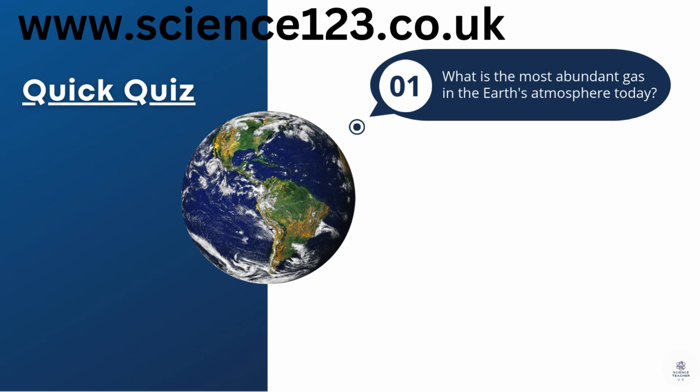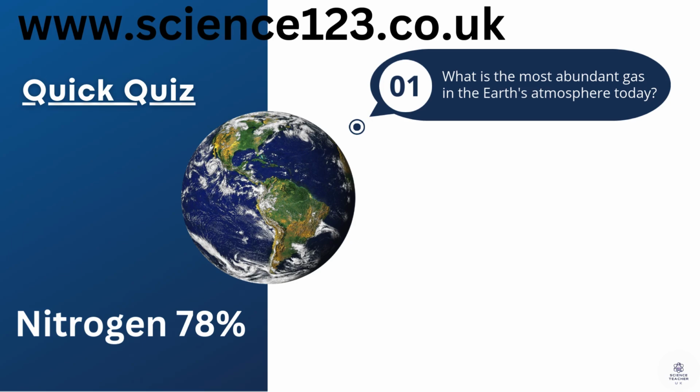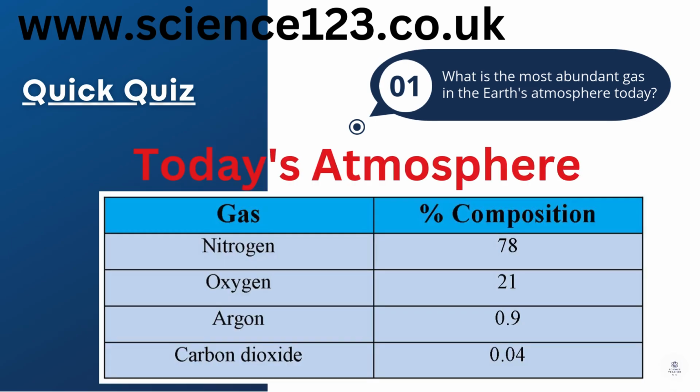So question 1. What is the most abundant gas in the Earth's atmosphere today? That means which one is there the most of? And the answer is nitrogen at 78%. You need to be able to recall the composition of the Earth's atmosphere today.